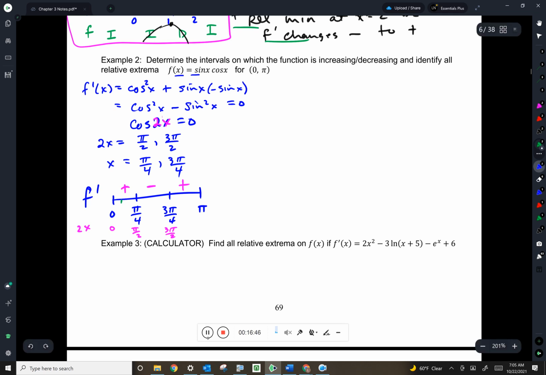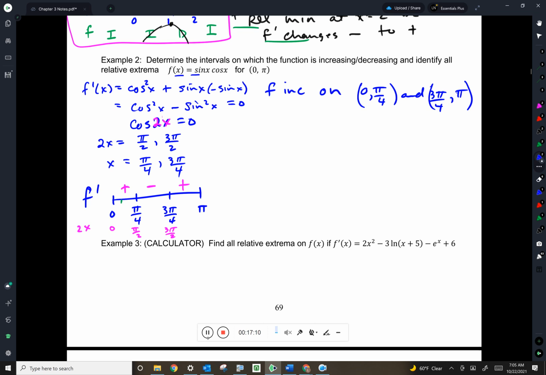Okay, so now we're going to label everything we need. So I'm going to say that the original function is increasing on the interval, well, notice the derivative is positive from 0 to pi over 4, and from 3 pi over 4 to pi. And we always use parentheses when we're talking about intervals being increasing or decreasing, because we don't want to include the endpoints, because really at that endpoint it's changing from increasing to decreasing, so we don't label it as one or the other.